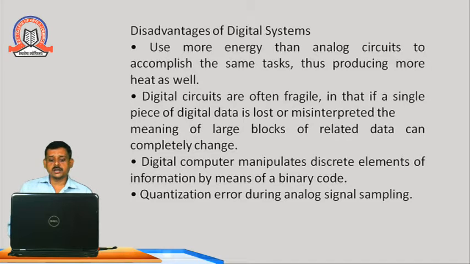Then a digital computer manipulates discrete elements of information by means of binary code. So always we are converting the value to binary code, and many times it becomes difficult. Quantization error during analog signal sampling can be possible, but in a digital signal it's very hard.